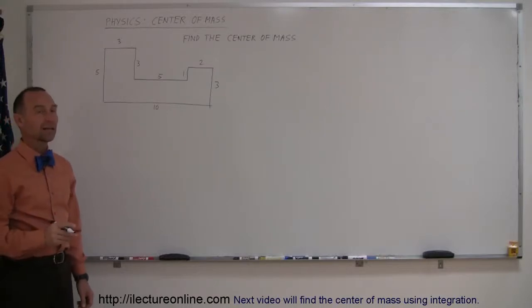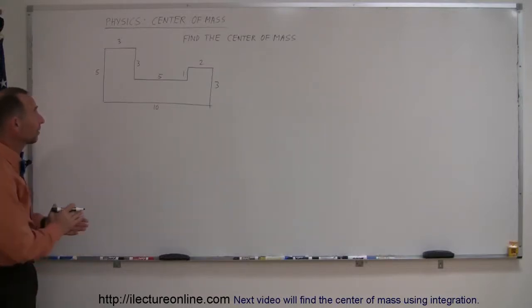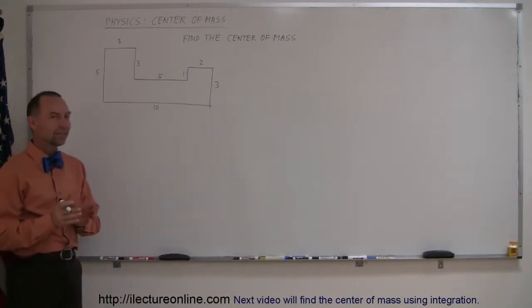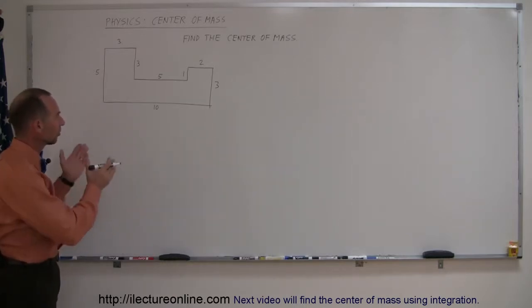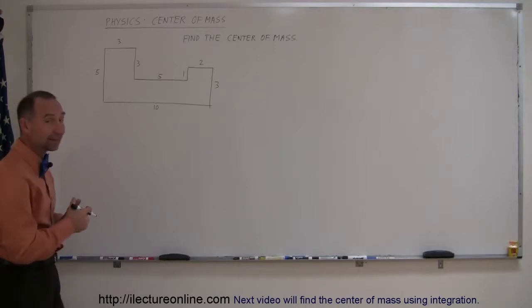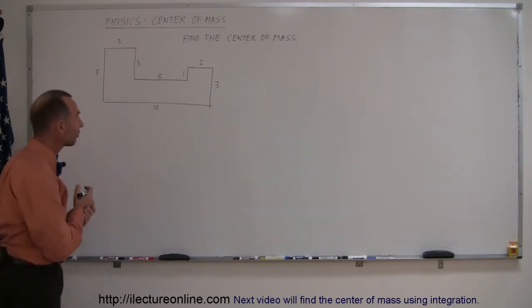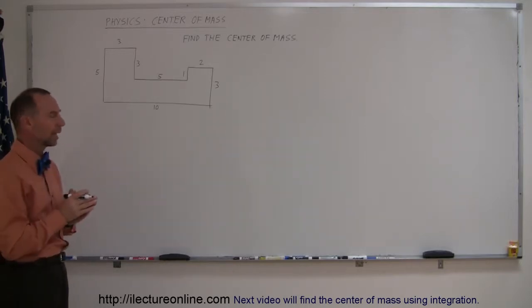Welcome to our lecture online, and here's another example of how to find the center of mass of an object. In this case, it's a very irregularly shaped object. It doesn't look like any particular shape that I can think of, but what if you have to find the center of mass of this? How do you go about doing that?